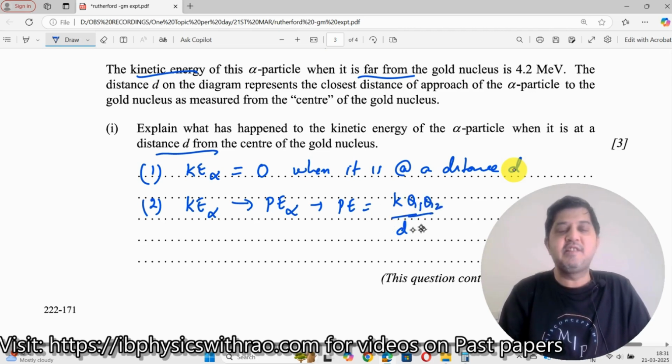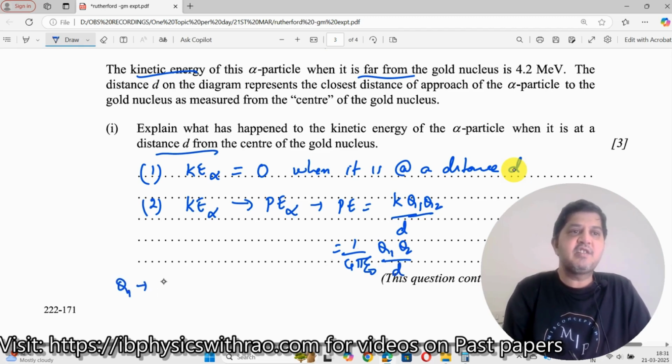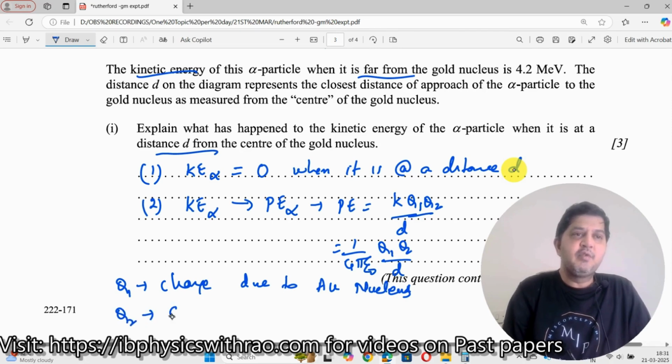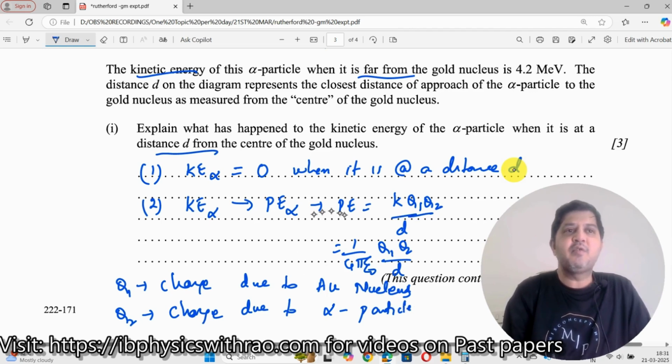Potential energy is kq1q2 by d, where k is nothing but 1 by 4 pi epsilon naught, times q1 times q2 divided by d, where q1 is the charge due to the gold nucleus, and q2 is the charge due to the alpha particle. Thus you can find out this value. Now we have put 2 points over here. What is the third point? As a result of it, the alpha particle takes a U-turn. This is what you need to mention.